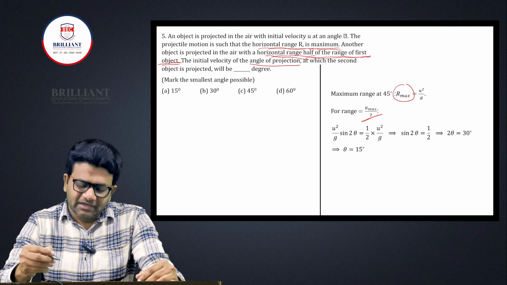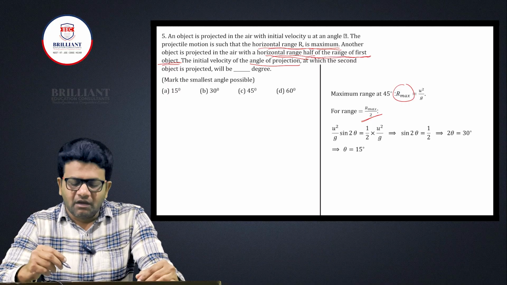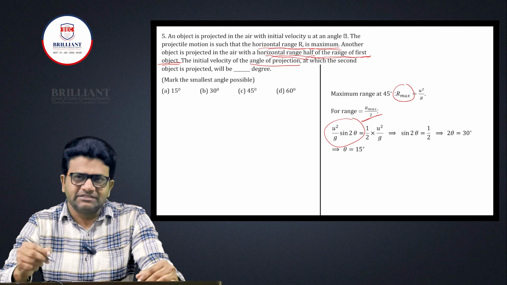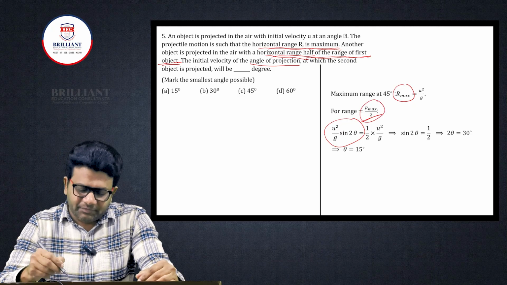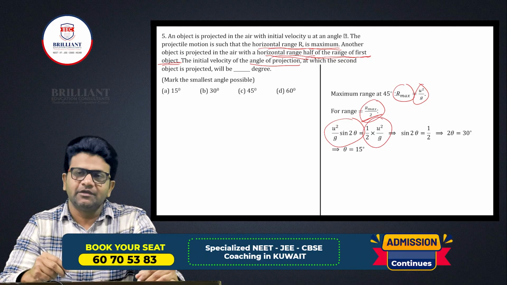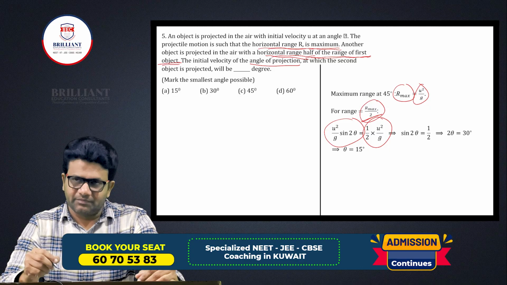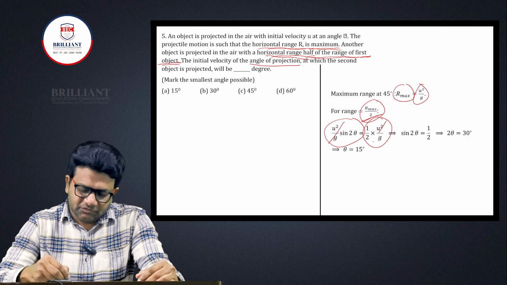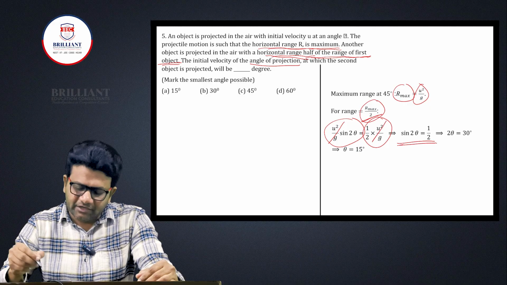So we equate the equation of the horizontal range, that is U square by g into sine 2 theta, with R max by 2. What is R max by 2? It is U square by 2g. So U square by g into sine 2 theta equals half into U square by g. From this we can cancel U square by g on both sides. So we get sine 2 theta equal to 1 by 2.